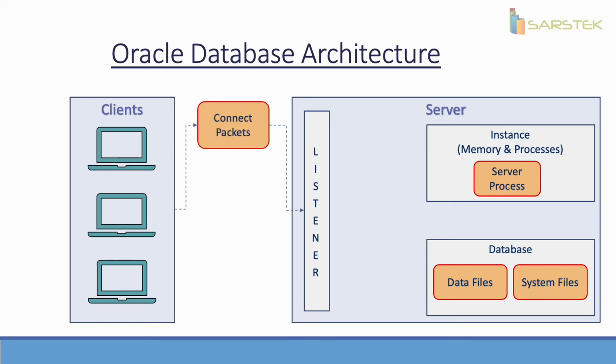So when the client sends a connection packet, meaning a connection request, to the listener, then the listener will create a new server process. It means it will create a new Oracle instance for that particular connection. And that process or that instance will keep interacting with the database here.